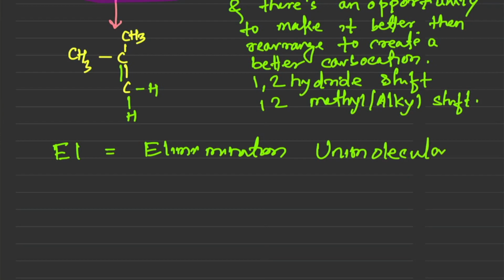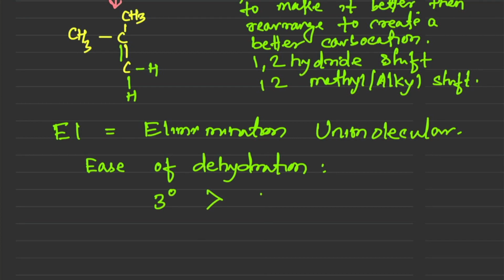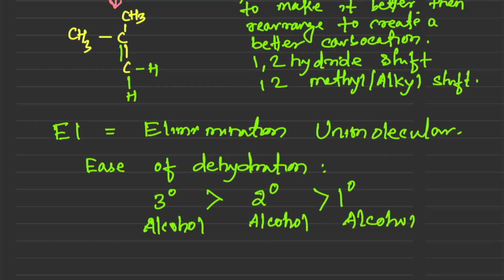Okay. So a few key things to keep in mind are the ease of dehydration, like how easy it is to dehydrate an alcohol. Tertiary is the easiest to dehydrate, then secondary, then primary alcohols. Okay. So in the next video, I will give you some of the shortcuts that we have. We'll do some complex problems and I'll give you some shortcuts. Let's stop here.